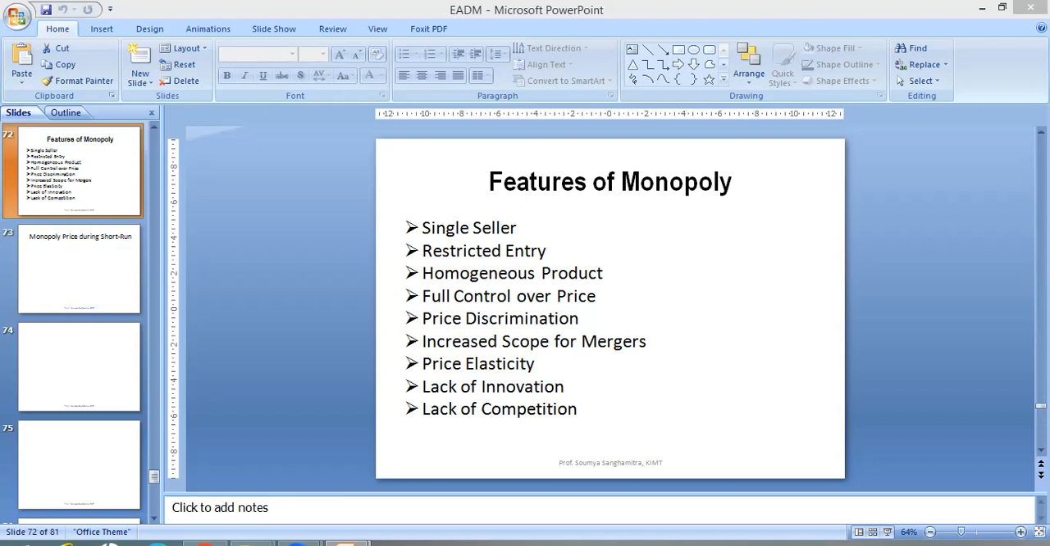Then lack of innovation. On account of solitary market domination, monopolies exhibit an inclination towards losing efficiency over a period of time. New designing and market structure take a backseat.